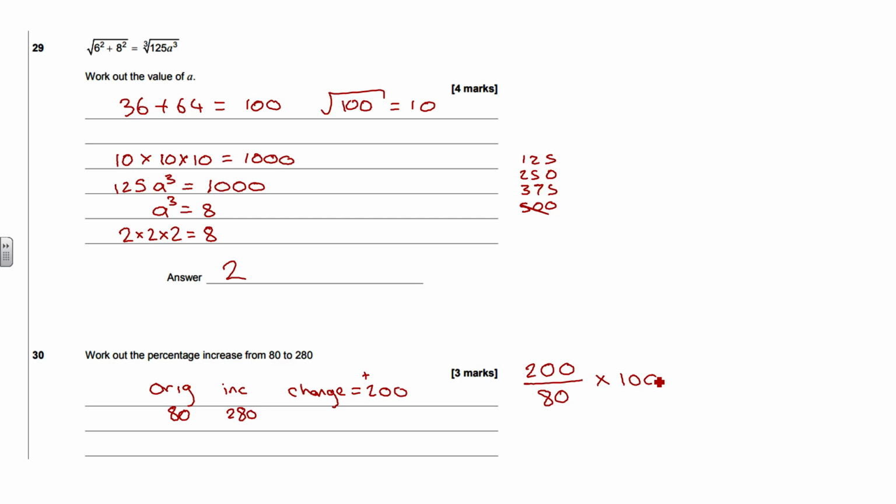So let's see, 200 divided by 80 is the same answer as 20 divided by 8, which is the same answer as 10 divided by 4, which is 2.5. So then 2.5 times 100 is 250. So we've got a 250% increase. So it's increased it by double and half again. 80 plus 80 is 160.